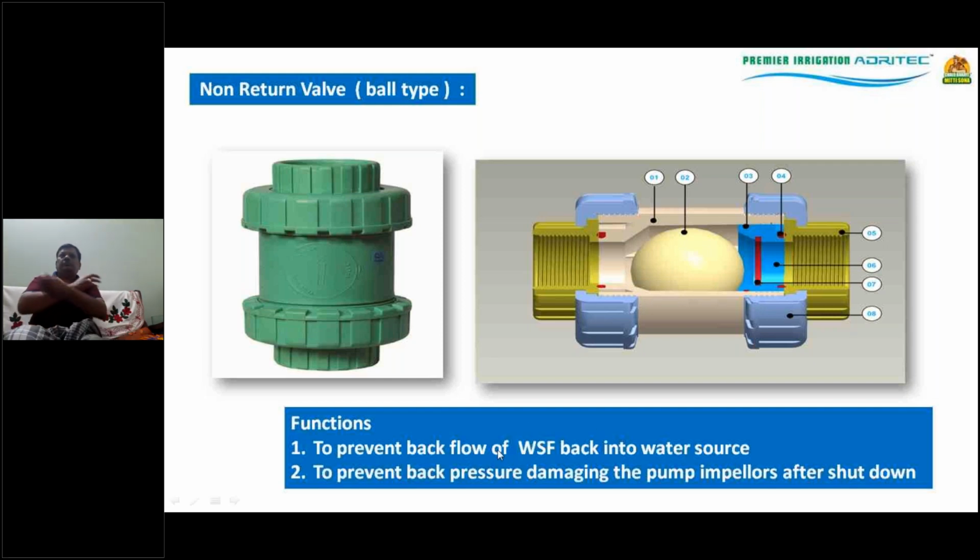And if the plot is at a higher elevation and you have your borewell or your open well at a lower location, what will happen when you switch off the pump? The entire water will rush back, and this water that rushes back creates pressure onto the impeller of the pump. So the impeller of the pump is going to get damaged in the long run. Therefore, providing a non-return valve will prevent the back pressure from damaging the pump impellers after shutdown. So it's a very simple thing. It's just a one-way arrangement of the movement of the ball which is there inside.